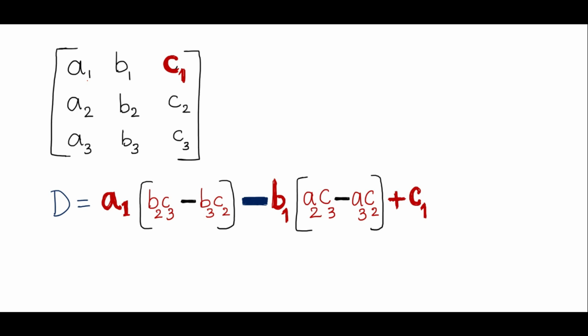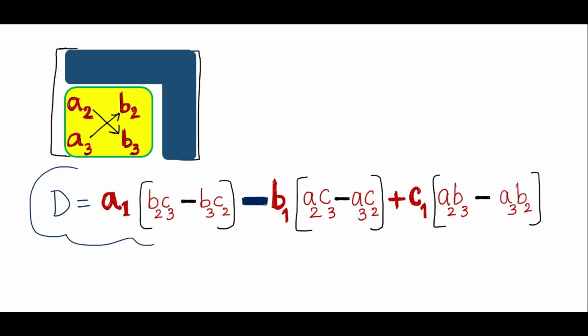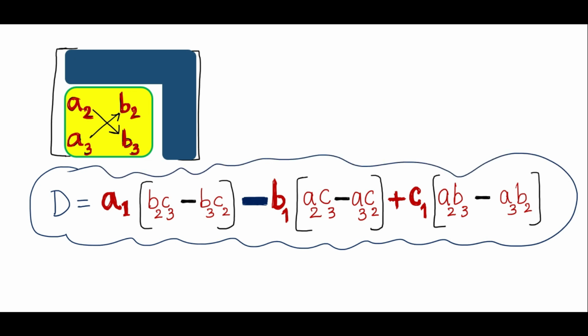I guess by now you must have got an idea of what to do next. Remove the column and the row that contains C1. Take the 2 by 2 matrix there. Find the determinant A2 times B3 minus A3 times B2. So this is the formula that you can use to find the determinant of a 3 by 3 matrix.